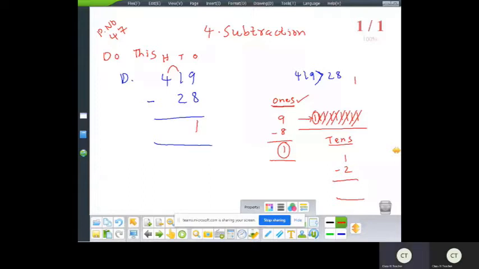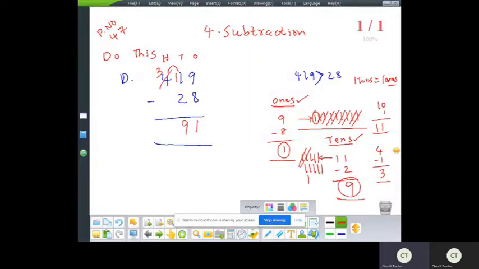Now cut 4, it is 3. Now subtraction of 11 and 2 means 2 is subtracted from 11. 1, 2, 3, 4, 5, 6, 7, 8, 9, 10, 11. From 11 we subtract 2, which means we cut 2 lines. After cutting 2 lines, there are 9 lines. It means 11 minus 2 equals 9. The answer 9 goes under tens.